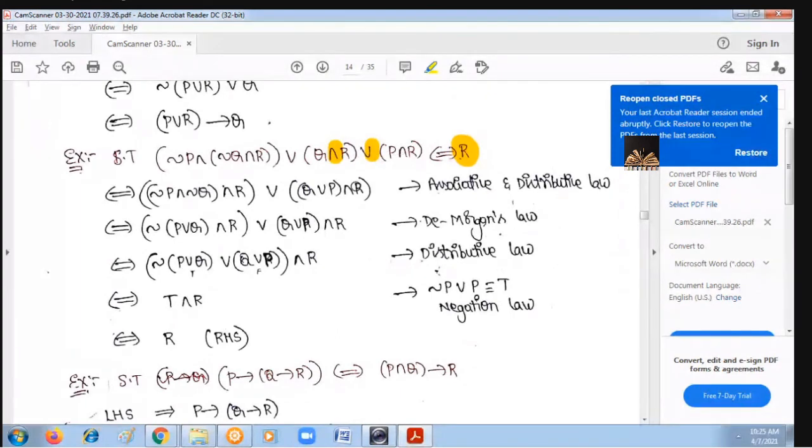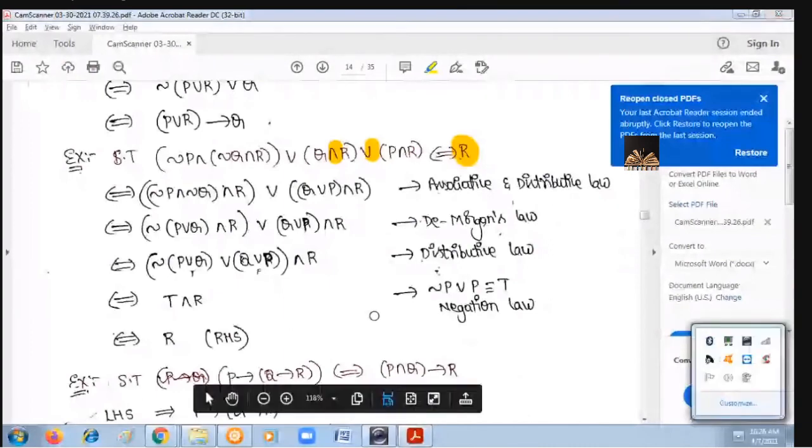Just to simplify this using De Morgan's law, negation of P union Q and R can be written as P union Q, because P union Q is equal to Q union P, and P and Q is also equal to Q and P. So it is P union Q and R.